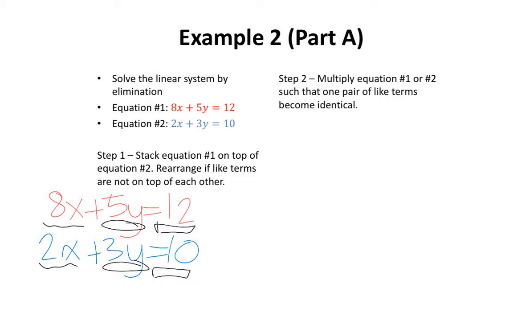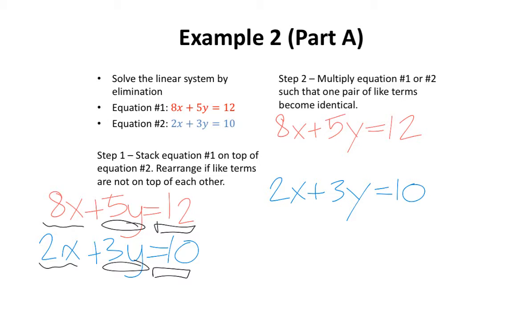Now in step 2, we want to multiply equation 1 or 2 such that one pair of like terms become identical. Let's begin by rewriting our equations. I have 8x plus 5y equals 12, and I have 2x plus 3y equals 10. Now let's analyze these like terms. 8x and 2x are like terms, but they're not identical. Positive 5y and positive 3y are like terms, but they're not identical. 12 and 10 are like terms, but they're not identical. So we need to manipulate one of these equations.